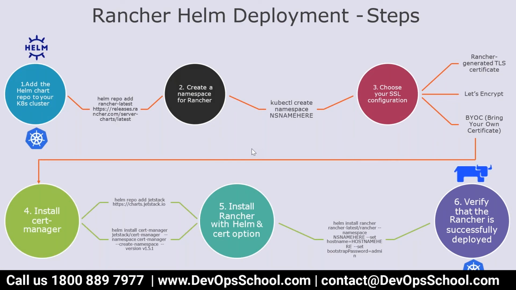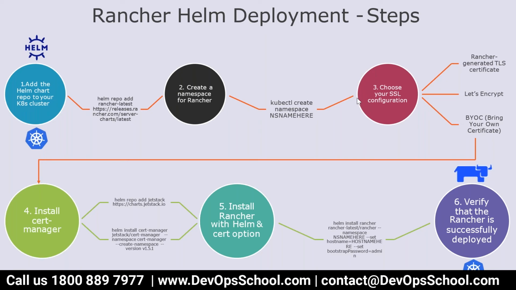Okay, so what are the steps to deploy? Very simple. Understand that these are the steps which we are going to do in some time. First step, add a Helm chart repo to your Kubernetes cluster. After that, create a namespace for Rancher. Then choose your SSL configuration. In this session, we will use Let's Encrypt, a free certificate service provider. So we'll use that. Fourth, we will install the cert-manager.